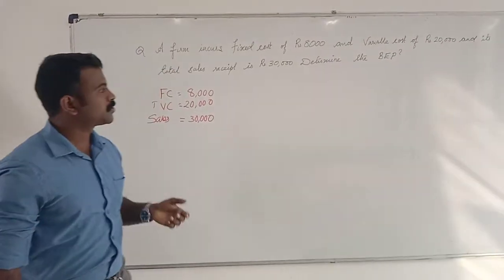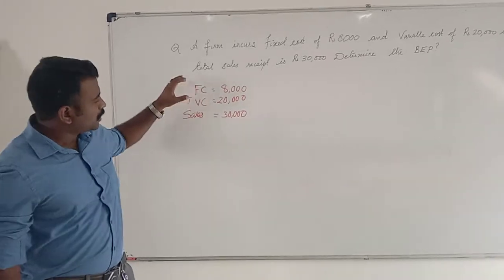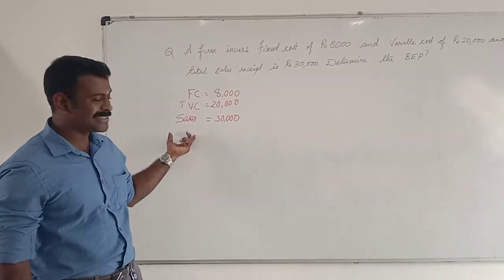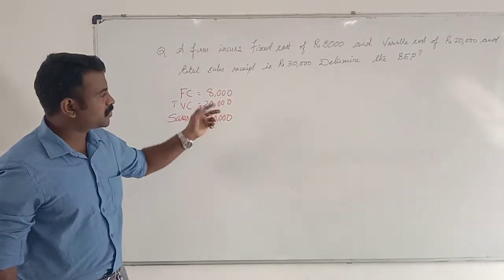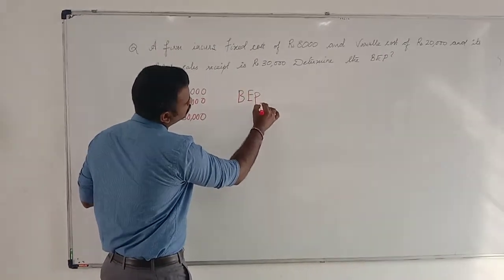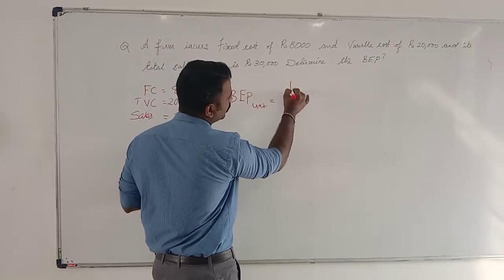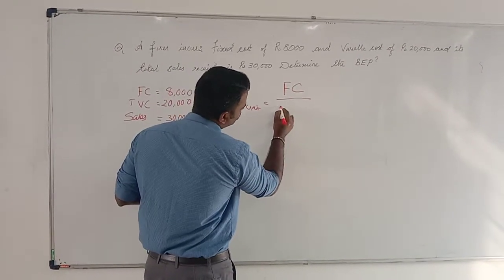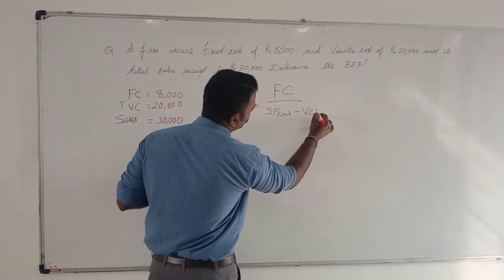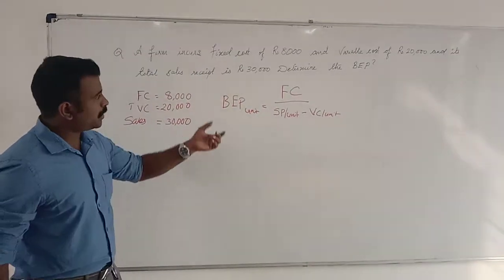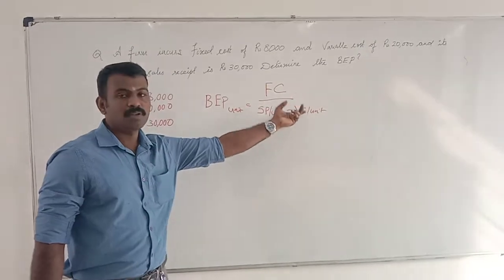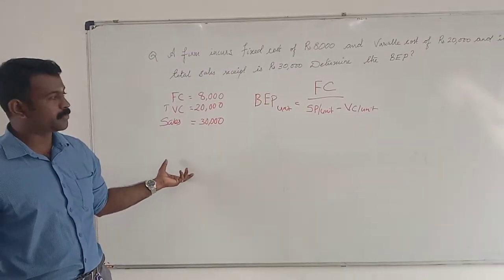Determine break-even point. Here we have to notice that in the question the total variable cost is given, and the sales is the total sales. Yesterday we studied the break-even point in units, where the equation is fixed cost divided by selling price per unit minus variable cost per unit. Here in this question we don't have the selling price per unit and the variable cost per unit. So how can we find out the break-even point?